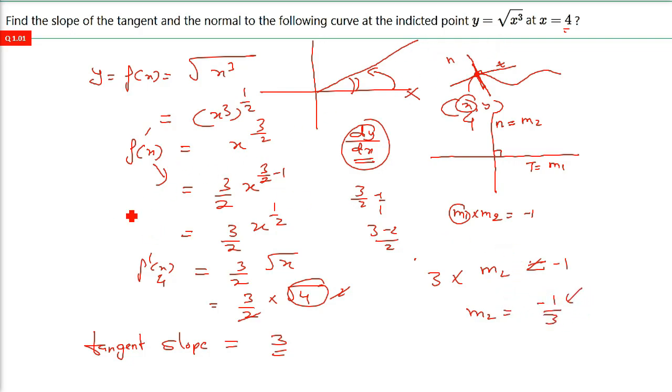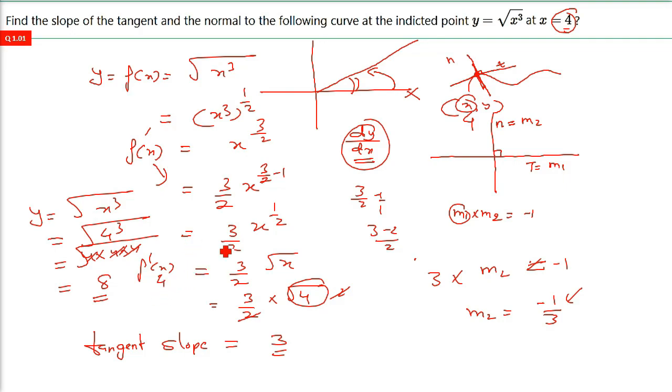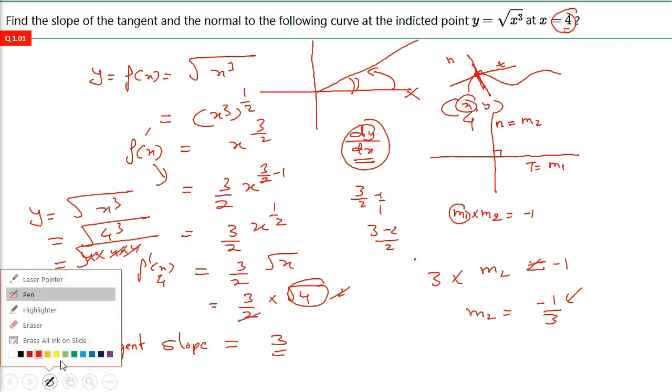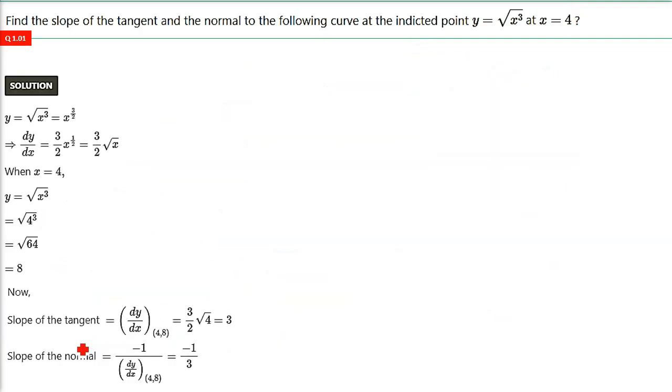And you can also find out the value of y, because the question is already y is equal to under root x cube. So x equals to 4, just put it here. What will be y? y is under root 4 into 4 into 4. Under root 4 is 2, we have already found out, so it will be 8. The value will be 8. So x and y values are also known, but most of the time we don't need it. Just for the sake of completion, we have used it. So this is the whole procedure we have to follow.